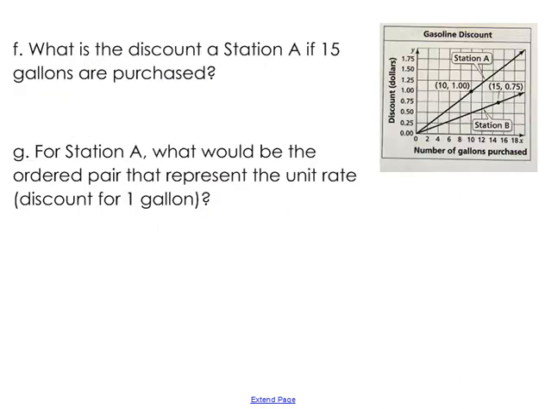Okay, part F, what is the discount at station A if 15 gallons are purchased? So now we're going to follow this line until we get to 15. So we're looking at this point right here. That's going to be 15 comma, and then we're looking for that other number. So I'm going to follow this line all the way across, and I see that I would save $1.50.